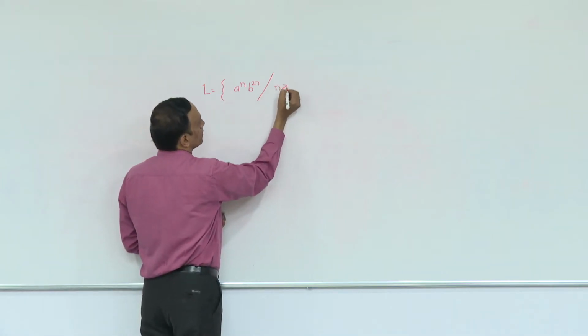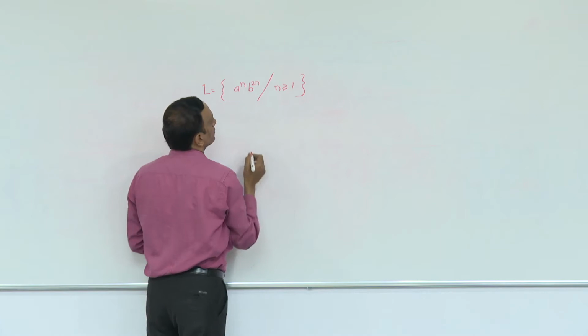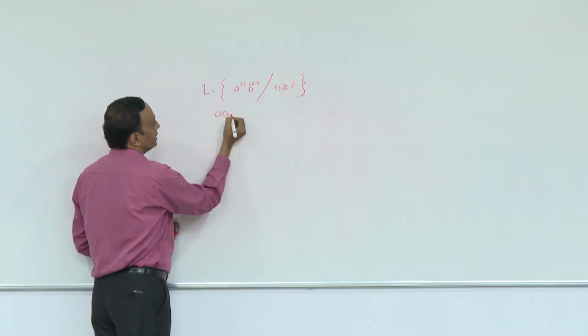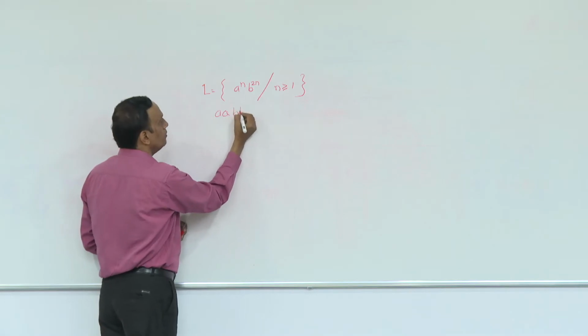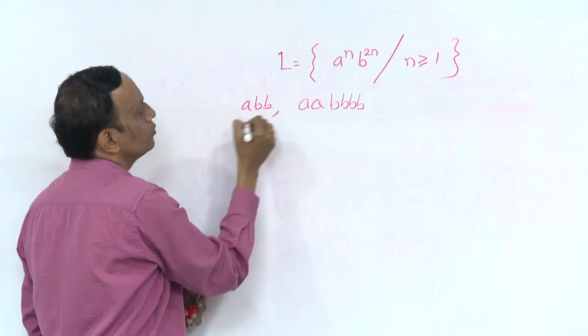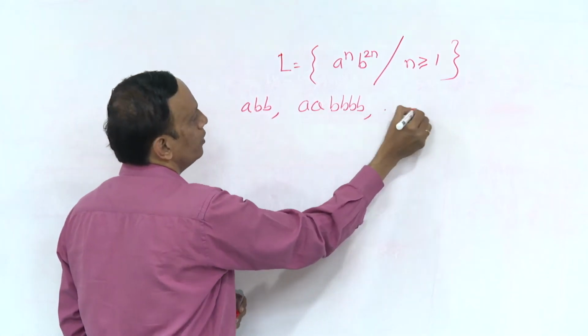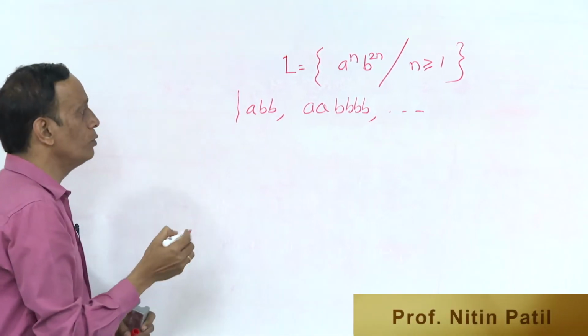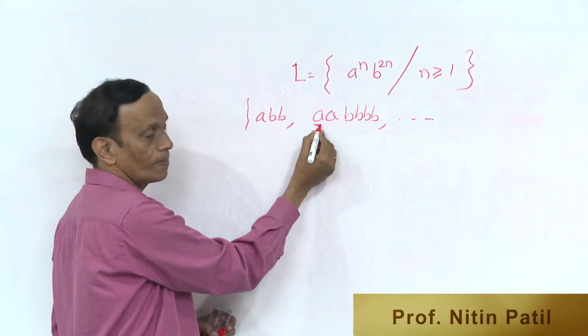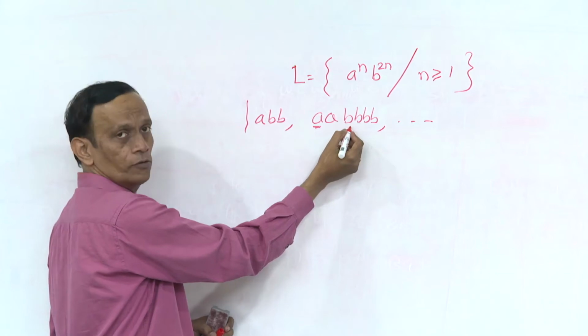So we have n greater than or equal to 1. Let us take this scenario. I have a number of a's, say 2 a's, then I should have 4 b's. Similarly, I may have 1 a and 2 b's, 2 a's and 4 b's, and so on. So we will apply a similar strategy: for each occurrence of a, we will push, and for each occurrence of b, we can pop.